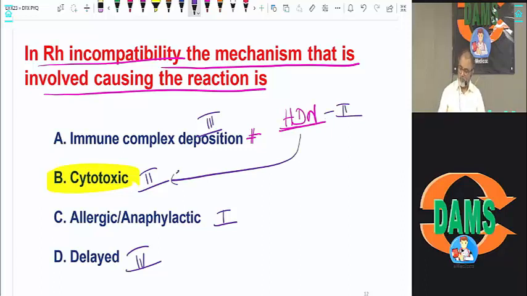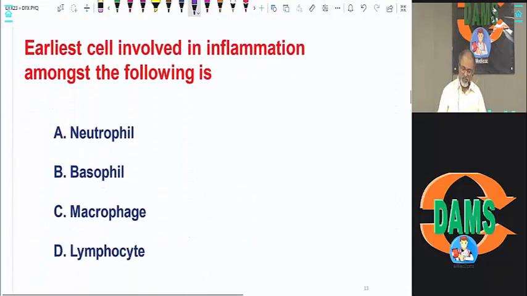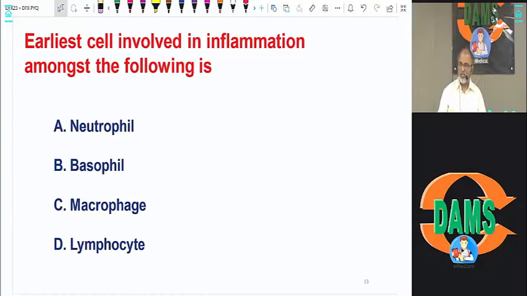Beautiful. Earliest cell involved in inflammation among the following, who is the first fellow involved in inflammation? Neutrophil. These are very, very simple questions. Sometimes you may get a few simple questions also.